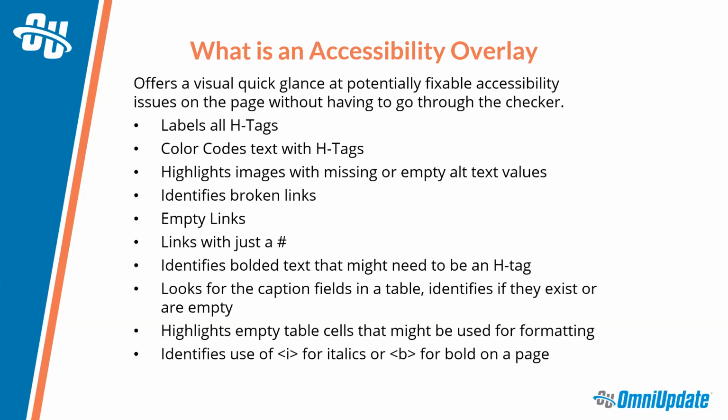It's going to look for caption fields in tables and identify if they exist or if they're empty. We're also going to highlight empty cells in tables because sometimes people will use tables for formatting, and that can be bothersome to some accessibility readers. And we're also going to identify any uses of the older I for italics or B for bold. This can happen sometimes if content is copied from a site using older HTML, and can create some problems on the page, so we'll identify those.